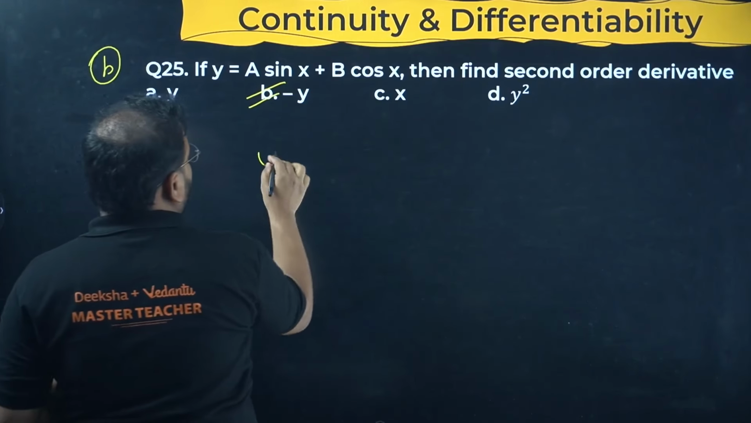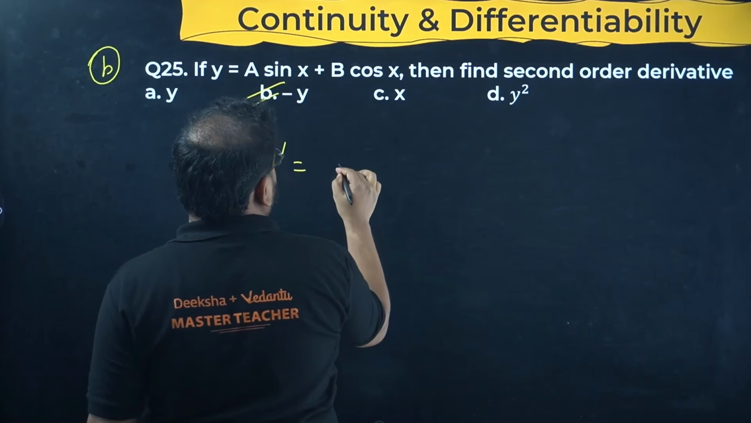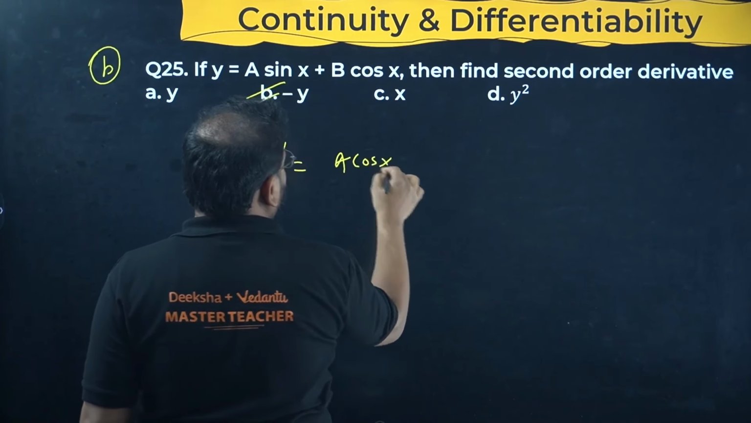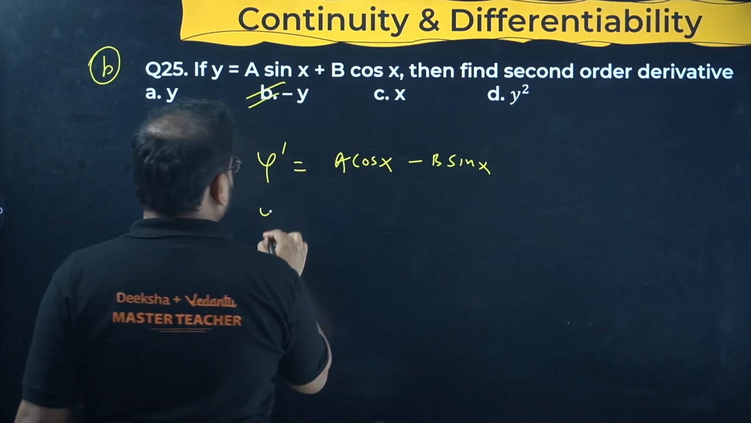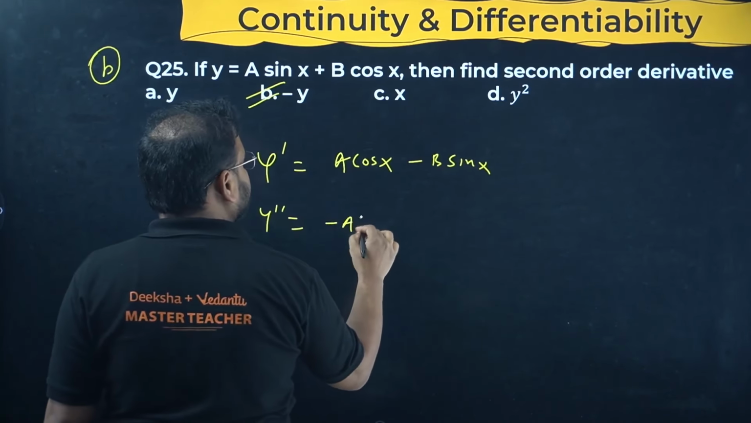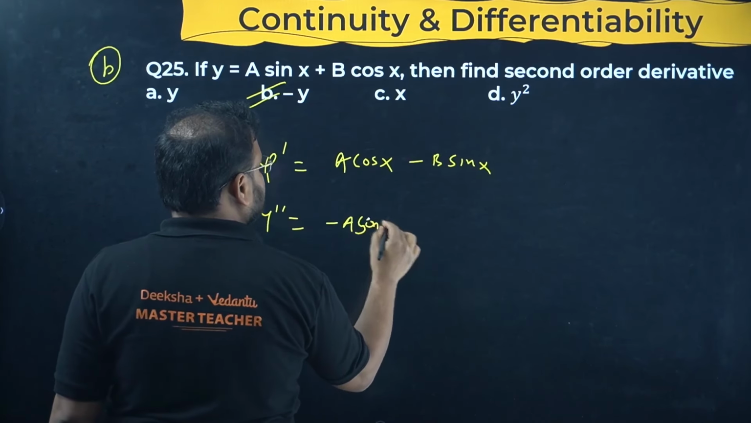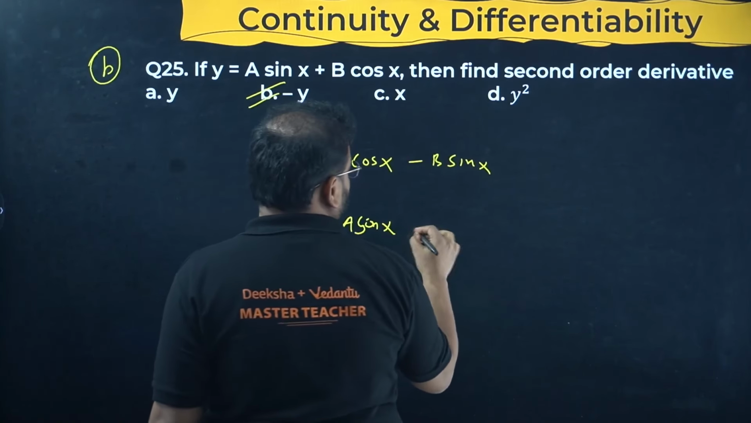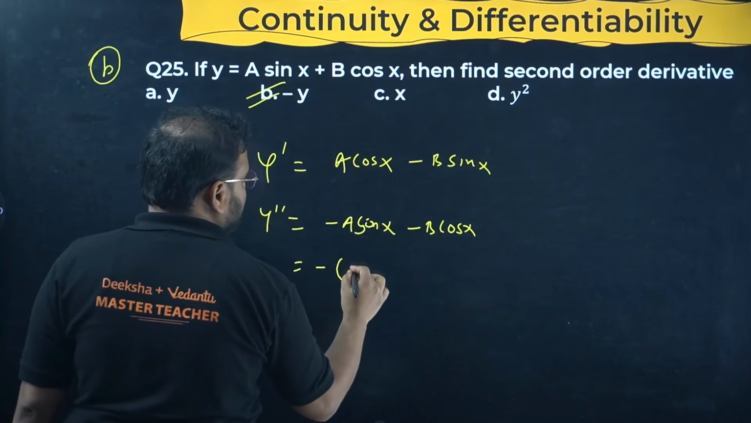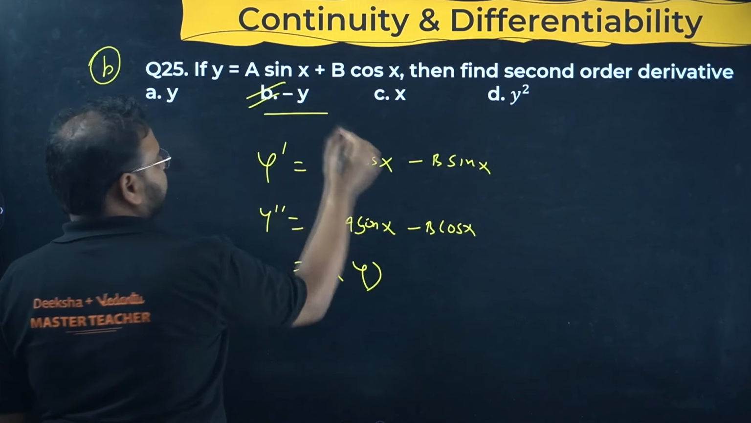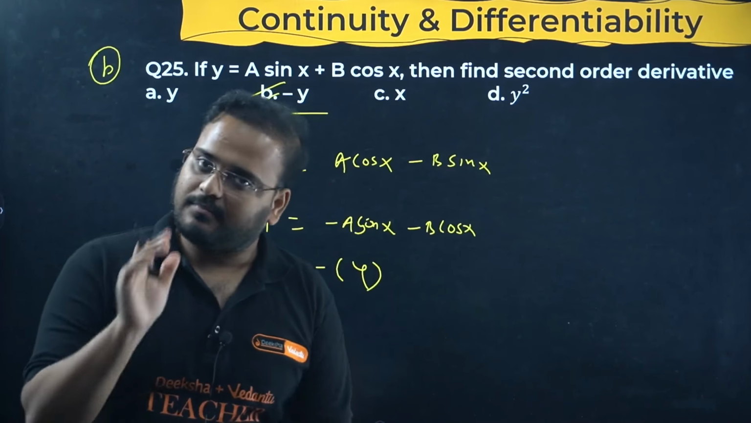If you solve it, you'll get y dash as A cos of x minus B sin of x. Differentiate again. You'll get minus A sin of x, because the derivative of cos is minus sin, and over here minus B cos of x. Take the minus sign common, you'll get minus of y. B is clear. Makes sense?